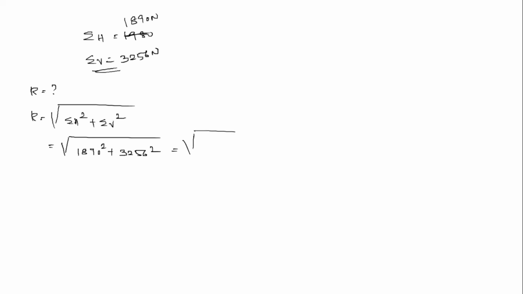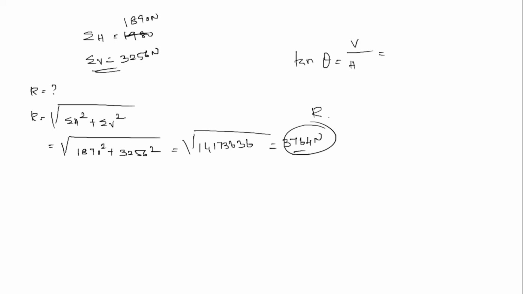So take the root of 1890 squared plus 3256 squared. What is the value? It is 14,173,636, and the root of this is equal to 3764 Newton. This is the value of R, right? So now we have to find theta. Tan theta is equal to vertical by horizontal, which is 3256 divided by 1890, right?